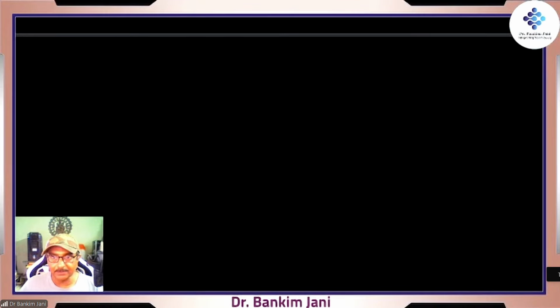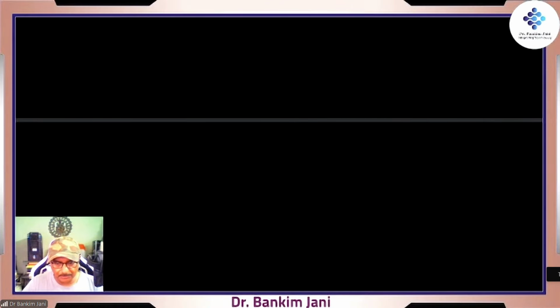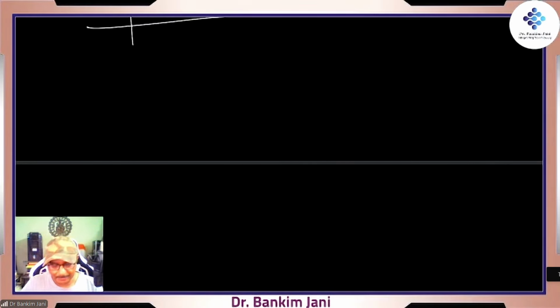So now what happens? All right. So now something happens. When it reaches -55, so Na opens and Na shoots, right? At -55, through the voltage gate, it is a fast process, and downwards is the slow process. Correct. I'll just draw. I was about to draw and explain also.